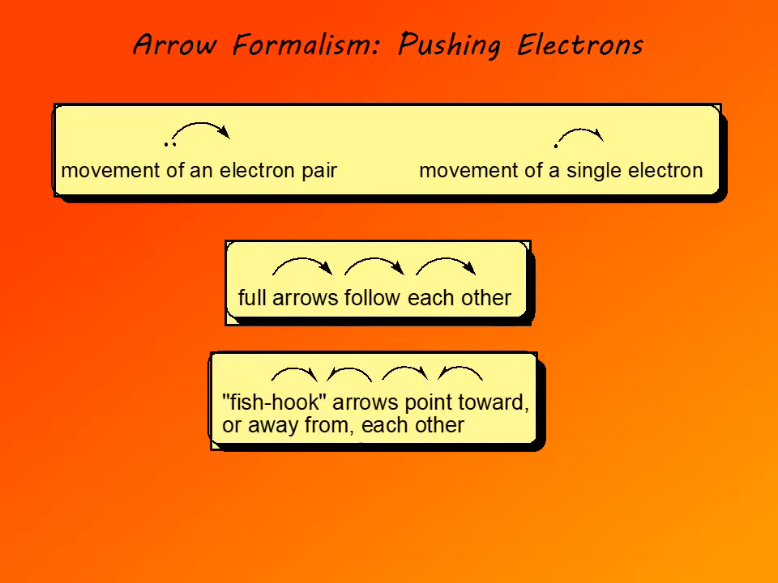On the other hand, fishhook arrows always point either towards each other or away from each other. That's because they indicate movement of single electron. So when they point towards each other, that's bond formation. Two single electrons are pairing up to form a bond. When two fishhook arrows or half arrows point away from each other, that's bond breaking. A bond is broken homolytically so that two atoms split up and each carries one electron with it.